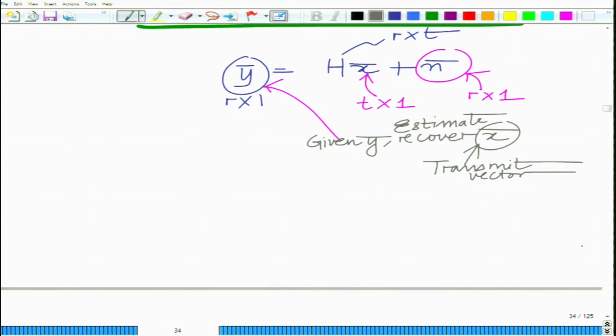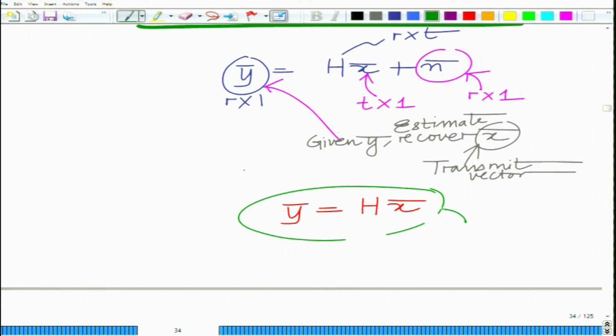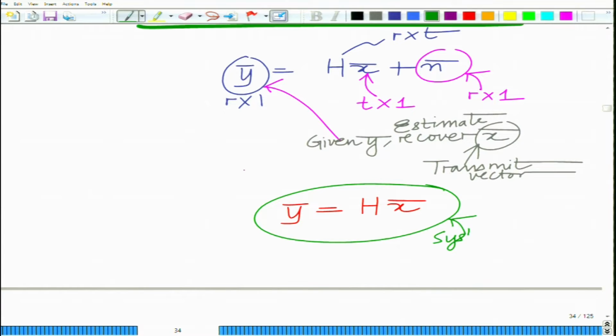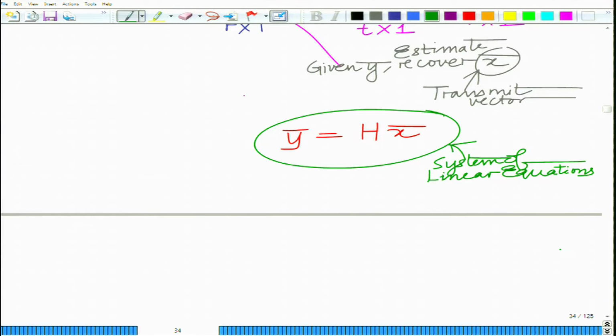Estimate the transmit vector. Now let us go back for a minute, look at a simple scenario. Let us ignore the noise for a little bit. Now what you can see is, if you ignore the noise, this reduces to y bar equals h x bar, and this is a system of linear equations. The number of equations is r, and the number of unknowns is basically the elements of this x bar, which are the transmitted symbols.